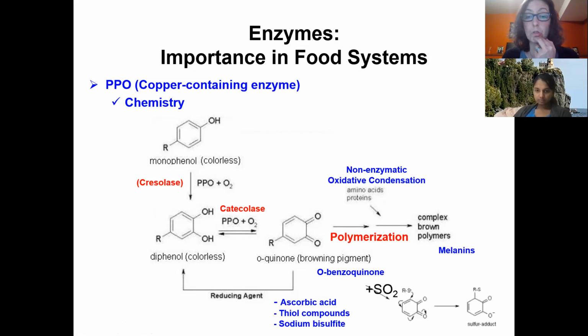There is also treatment with sulfur dioxide, which is added to prevent browning in dried fruits and such. What it does is basically react with the quinone and produce a sulfur adduct. This sulfur adduct is not capable of producing oxidative condensation and melanins. So it kind of inhibits the progression into the melanin reaction.